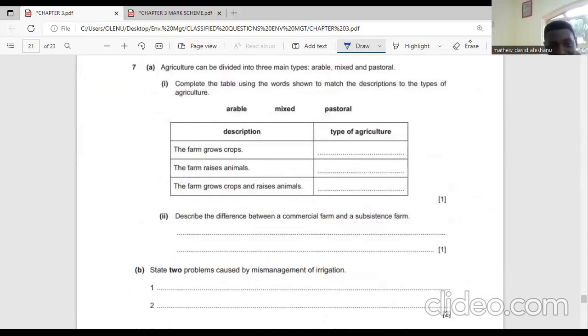Now, this other question, I think came out in the paper, but all is 2022, I guess. Variant 1, 2. That one is variant 1, 1, the one you guys wrote. This is variant 1, 2. I think variant 1, 3 and 1, 1 are the same thing. Now, agriculture can be divided into three main types: arable, mixed, and pastoral, which we've looked at earlier. Complete the table using the words shown to match the description to the types of agriculture. Growing of crops is arable. Raising animals, pastoral. Growing crops and raising animals, mixed.